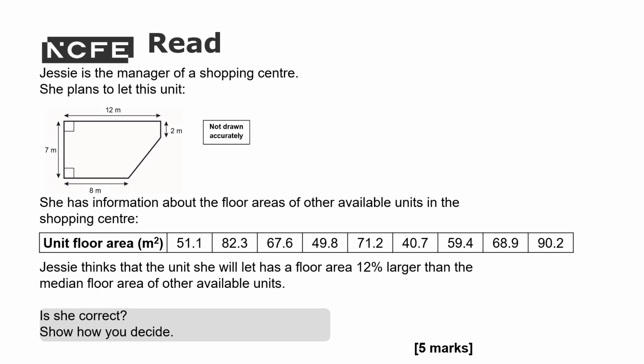So Jessie is the manager of a shopping centre. She plans to let this unit. She has information about the floor areas of other available units in the shopping centre. Now we've got a table that shows those in metres squared. Jessie thinks that the unit she will let has a floor area that's 12% larger than the median floor area of other available units. Is she correct? Show how you decide.